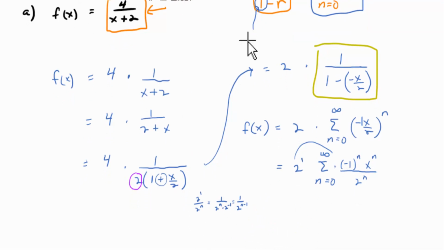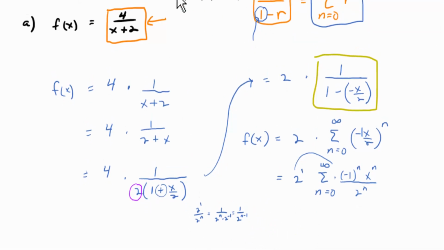You could simplify this guy as the sum n equals 0 to infinity, negative 1 to the n, x to the n over 2 to the n minus 1, because of this 2 on top right here. And then in that case, you'd be representing your c sub n as negative 1 to the n divided by 2 to the n minus 1, and you don't have that factor of 2 times the power series out in front. So that's your power series.